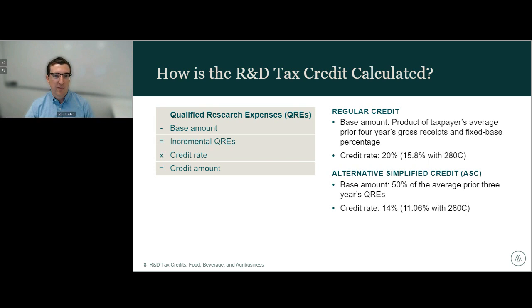Under the alternative simplified credit method, the credit rate is 14%, and the base amount is 50% of the average prior 3-year QREs. Each of these two methods has several nuances in how the amounts are determined, but that's beyond the scope of today's discussion. In most cases, taxpayers will calculate credits under both methods to determine on an annual basis which is more advantageous.